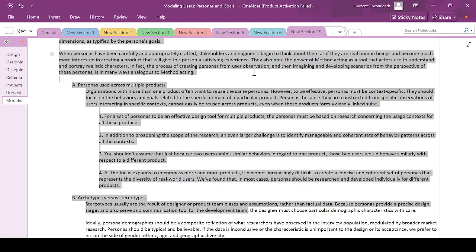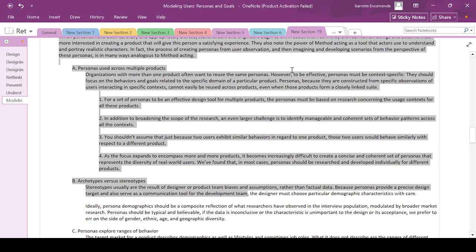They also note the power of method acting as a tool that actors use to understand and portray realistic characters. This is actually how actors portray realistic characters. They use this as a method, as a tool to understand the characters they are trying to act. In fact, the process of creating personas from user observation and then imagining and developing scenarios from the perspective of these personas is in many ways analogous to method acting.